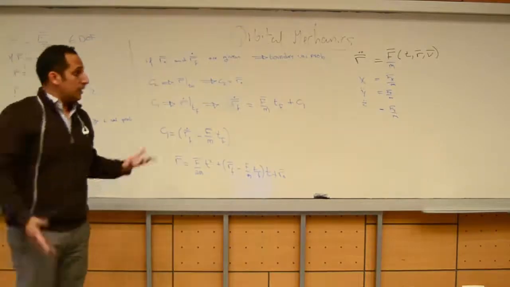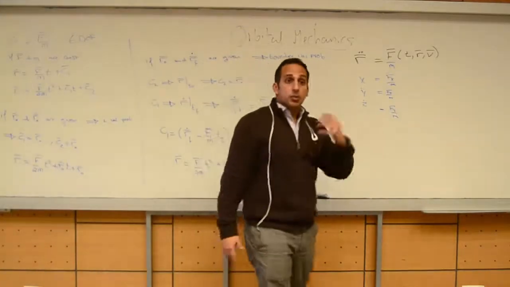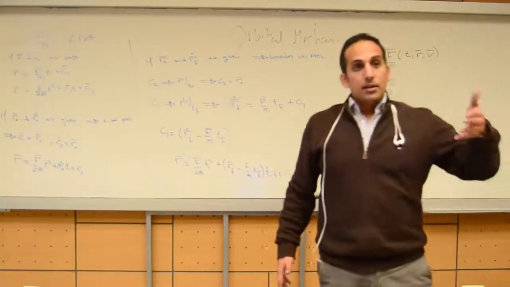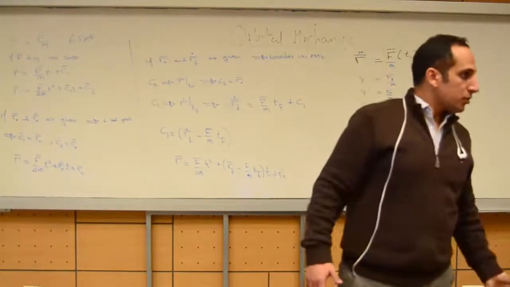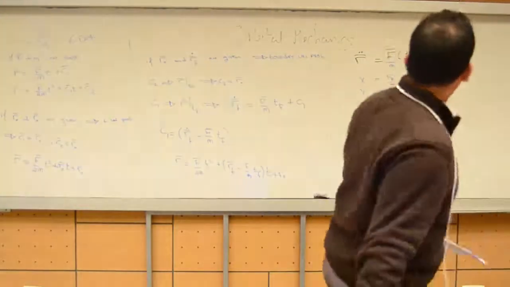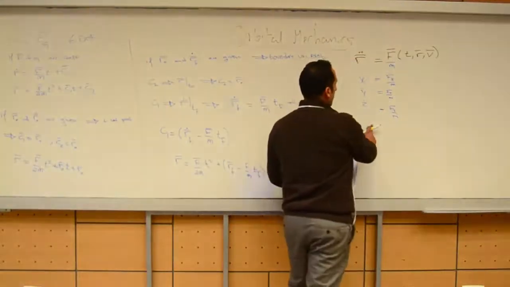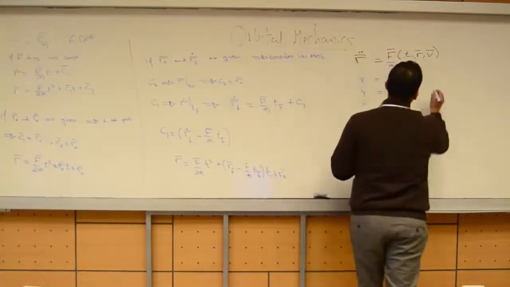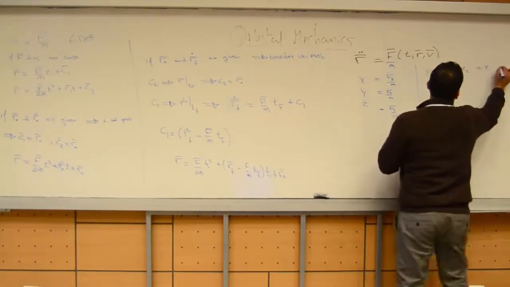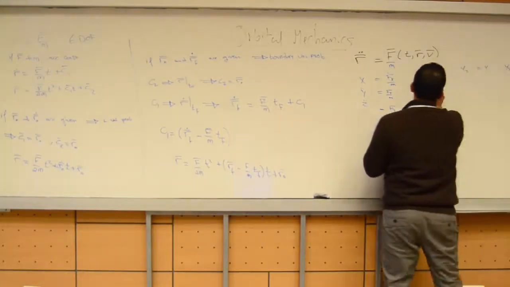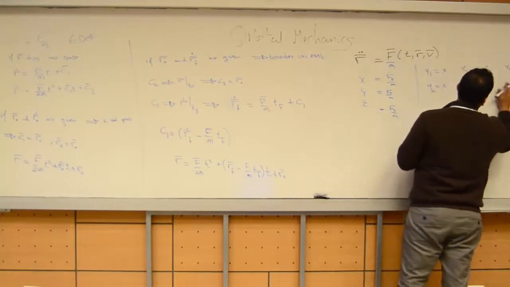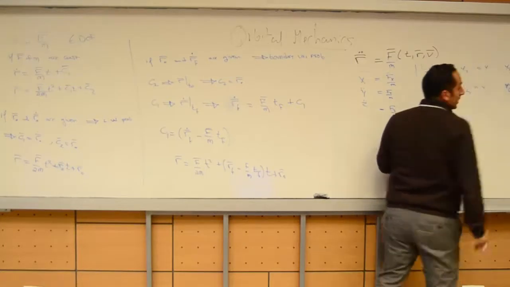Alternatively, we can do numerical integration. But to do numerical integration, I need to reduce the order of the system from a second order system to a first order system. So instead of working with the second order system of equations, I'm going to say y1 is equal to x, y2 is equal to y, y3 is equal to z, and then y4 is equal to x dot, y5 is equal to y dot, and y6 is equal to z dot.